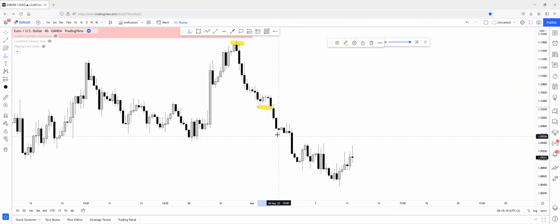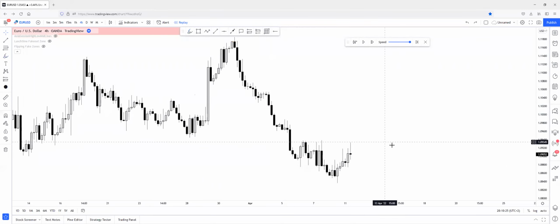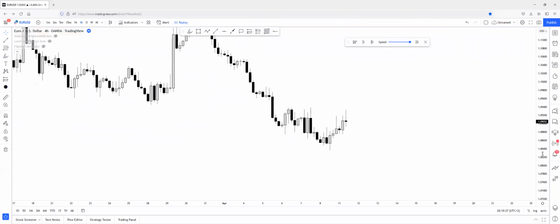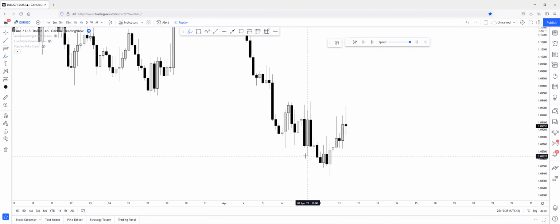creating breakout structures here, here, here, and the last breakout structure can be found right here to the downside, as you can see. So on this line, price has created the last breakout structure to the downside right here with this body closure. We could say that this came from this supply zone up here, right?